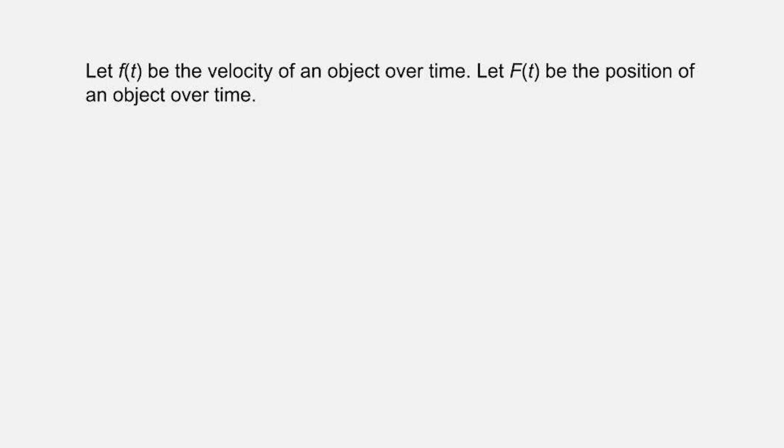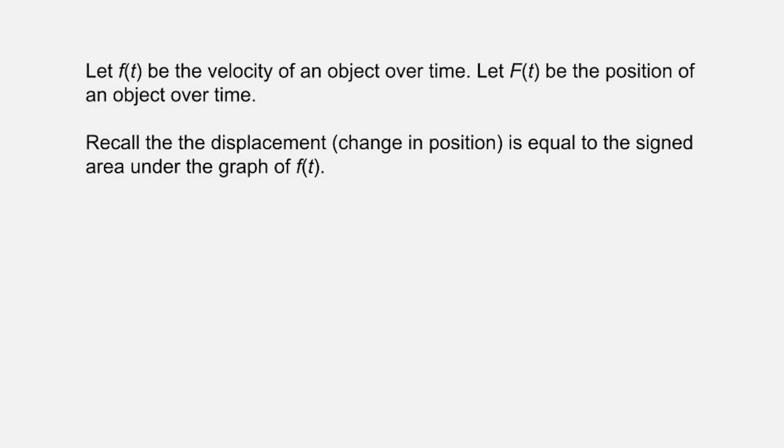And to build up to this big theorem, I want to remind us of the distance and displacement problems that started this whole topic. So let's say we have one function, little f of t, and that function is the velocity of an object over time. Let's let big F of t be the position of the object over time. I know it's a little weird to use little f and big F, but that's what everybody uses in this context. And recall that the displacement, that being the change in position, is equal to the signed area under the graph of the velocity function.